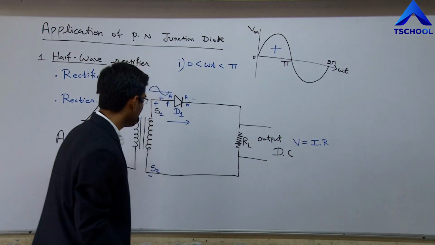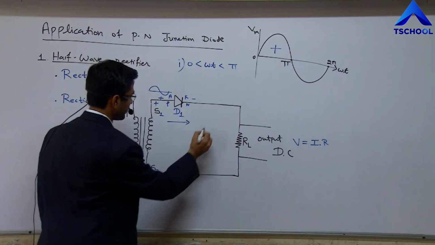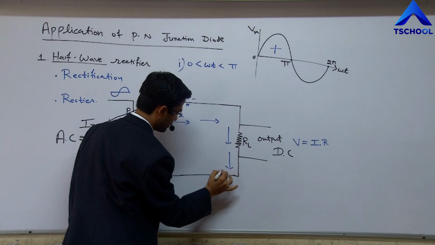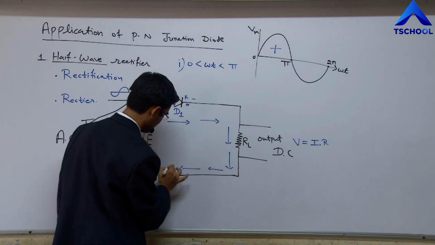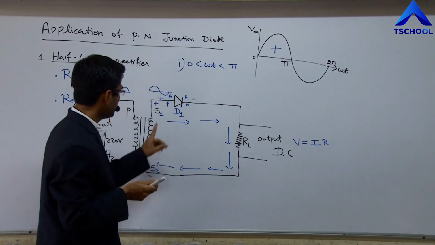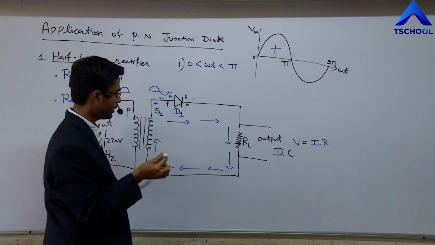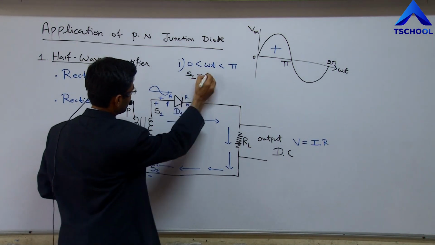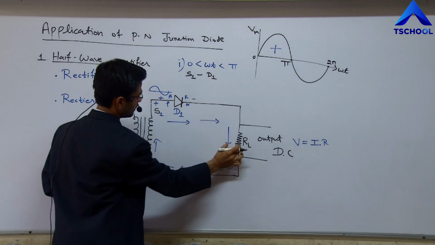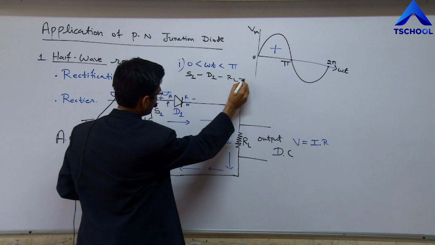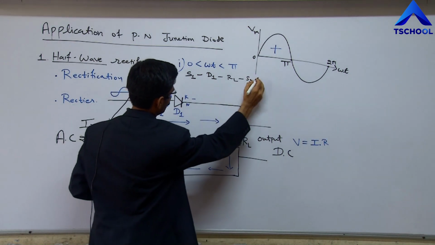The direction of the flow of the current during the first positive half cycle is from S1 to D1, to RL, and then S2 to S1.